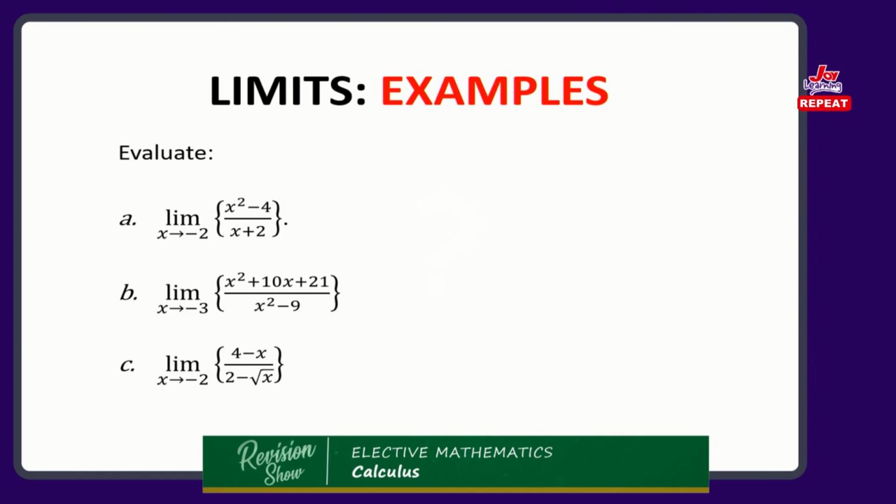Question B says the limit of x squared plus 10x plus 21 all on x squared minus 9 as x tends to negative 3. And the final one says the limit of 4 minus x on 2 minus the square root of x as x tends to negative 2. Let's pick them one at a time.